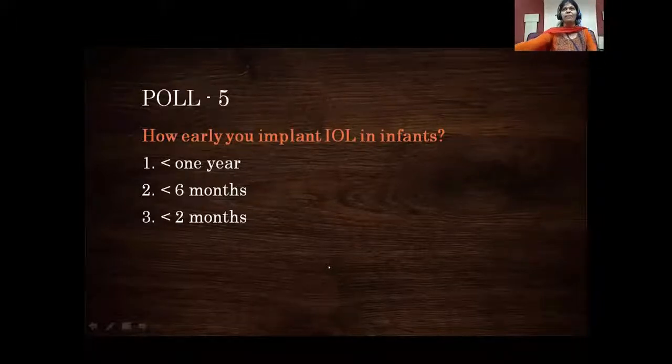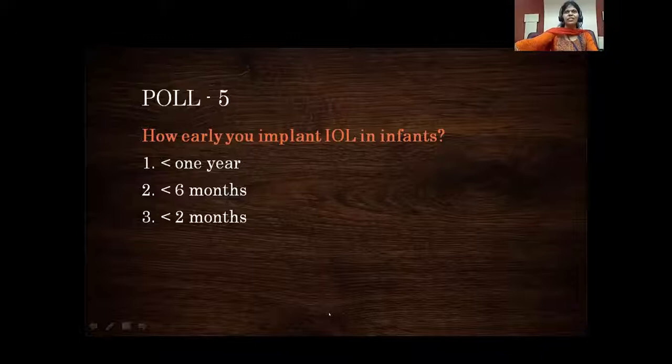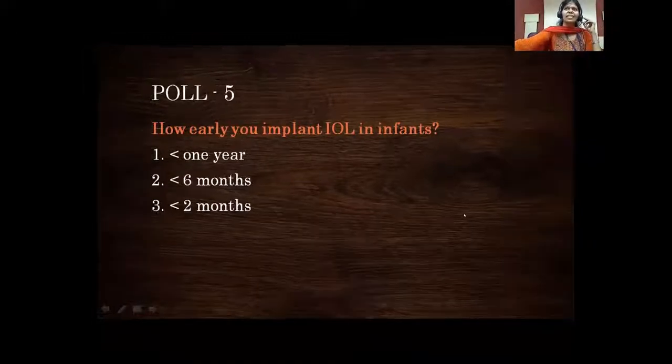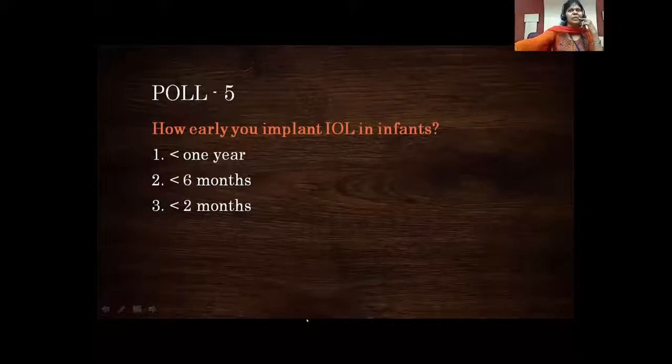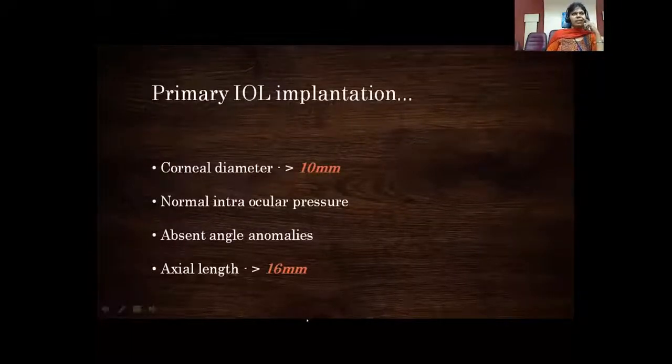Okay, I'm actually happy to see the result. We have more than 86% of you responding to less than 1 year, which means very few of you do surgery and put a primary IOL implantation in children less than 2 months and less than 6 months. So we still do not have a consensus here. World over, the threshold for implanting primary IOL keeps reducing as it goes. But what actually should we do?